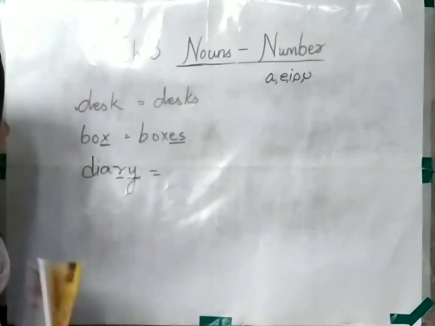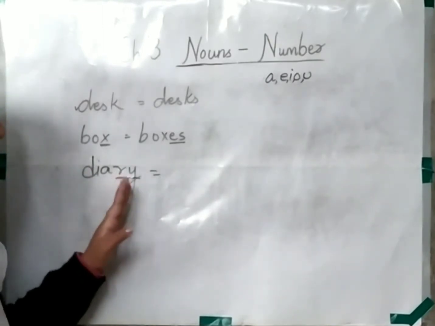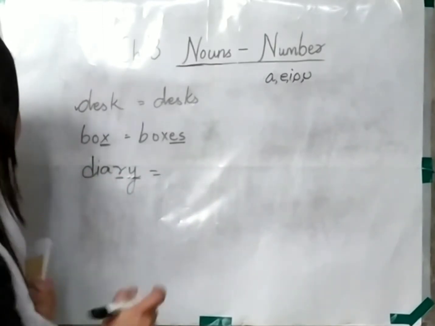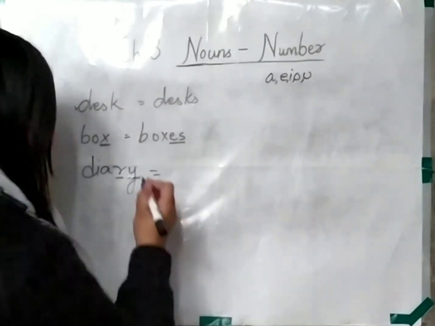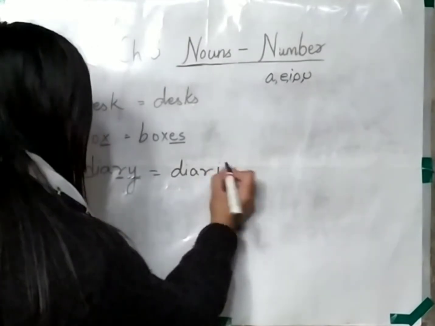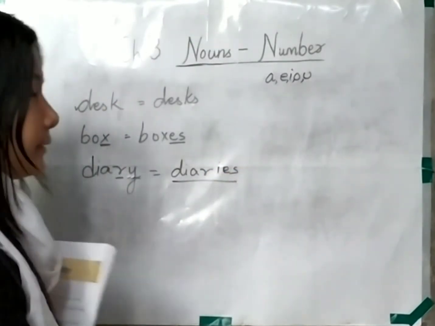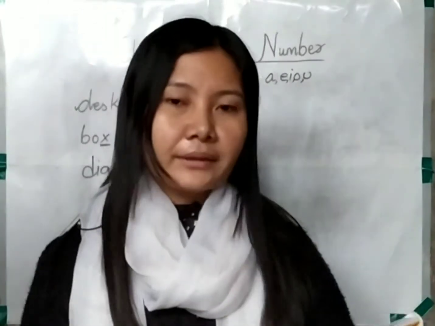So over here what I am saying is that if there is a singular noun that ends in consonant plus y, then what we need to do is change this y into i. So let's do it as D-I-A-R. Y needs to be changed into i, and we need to add es. So this is the plural of what? Diary, that is diaries. So this is what the book is telling us.